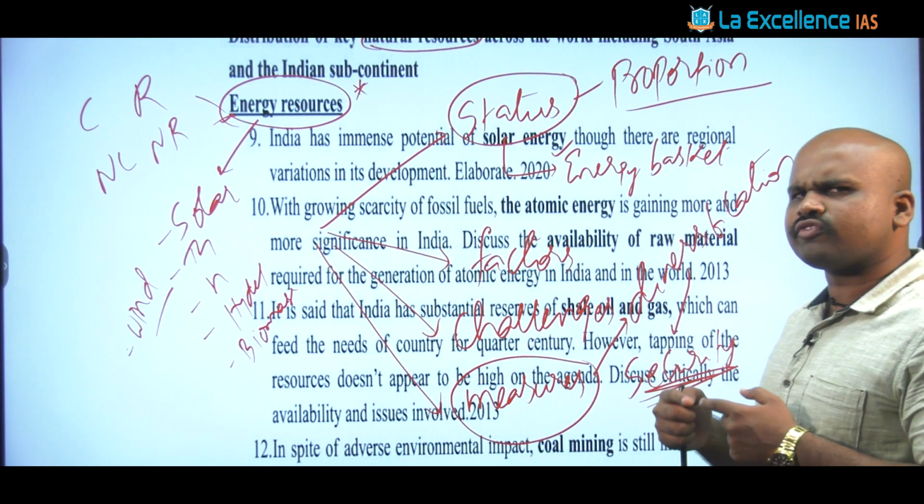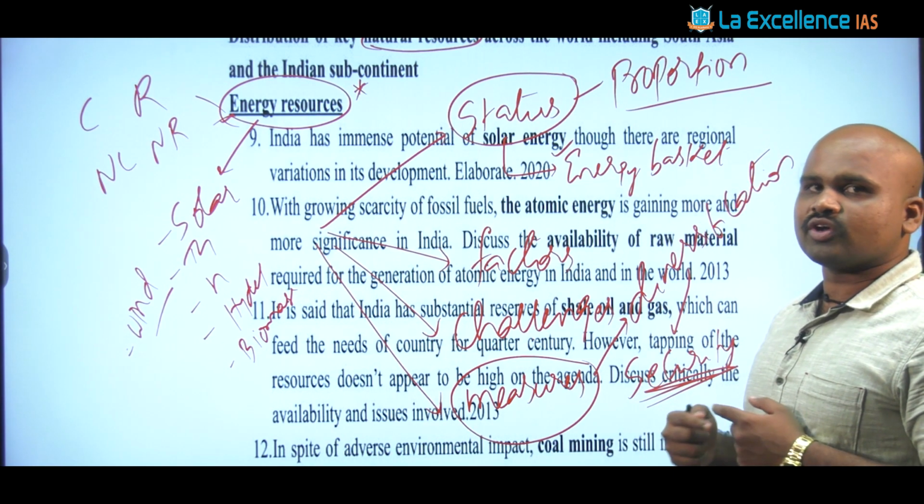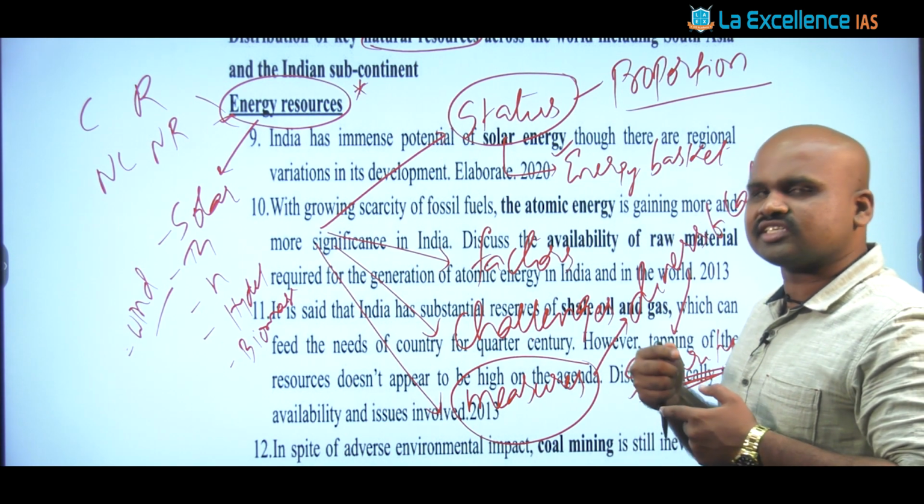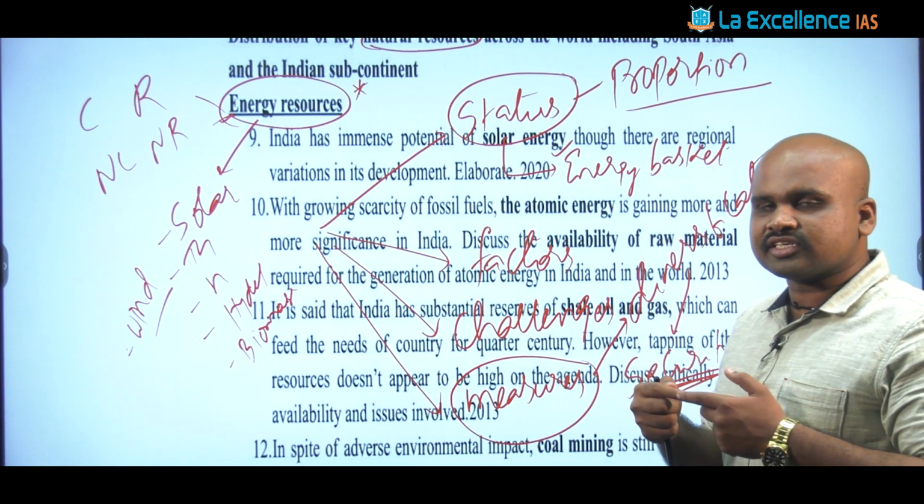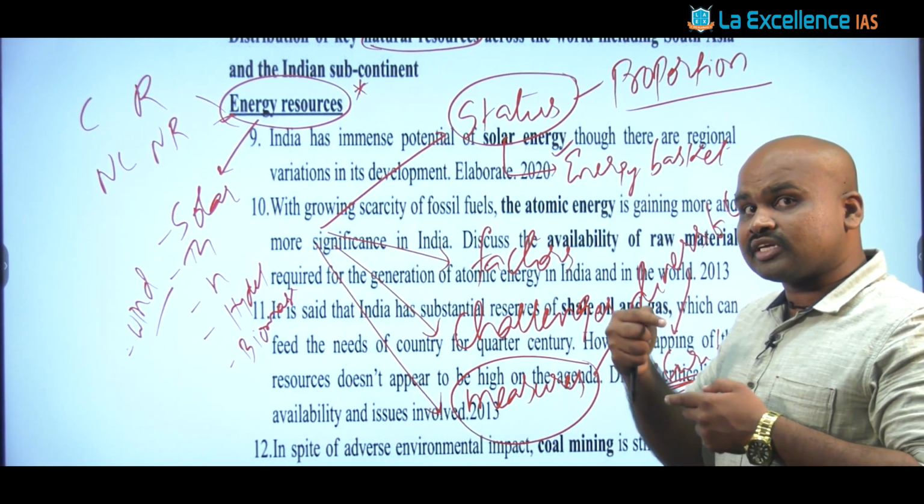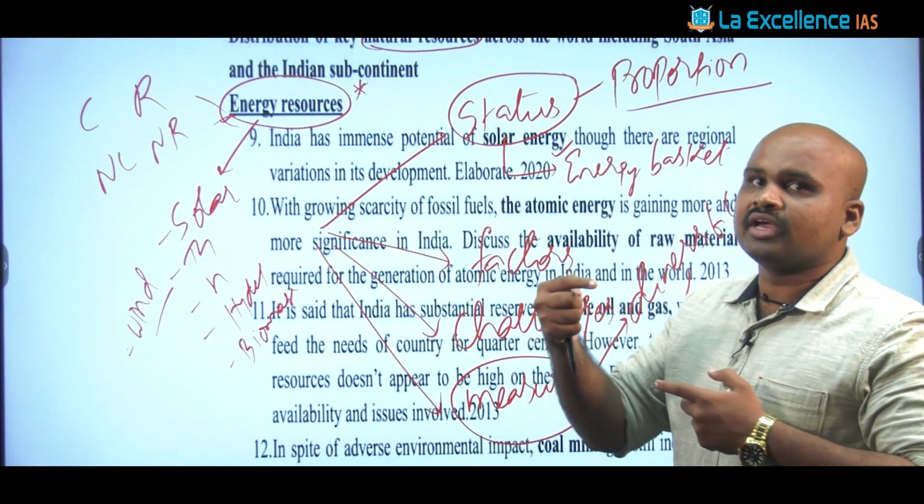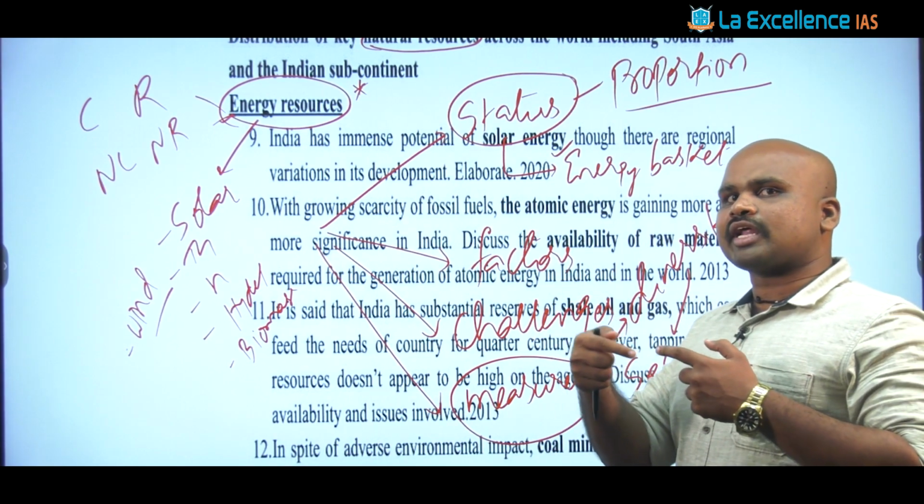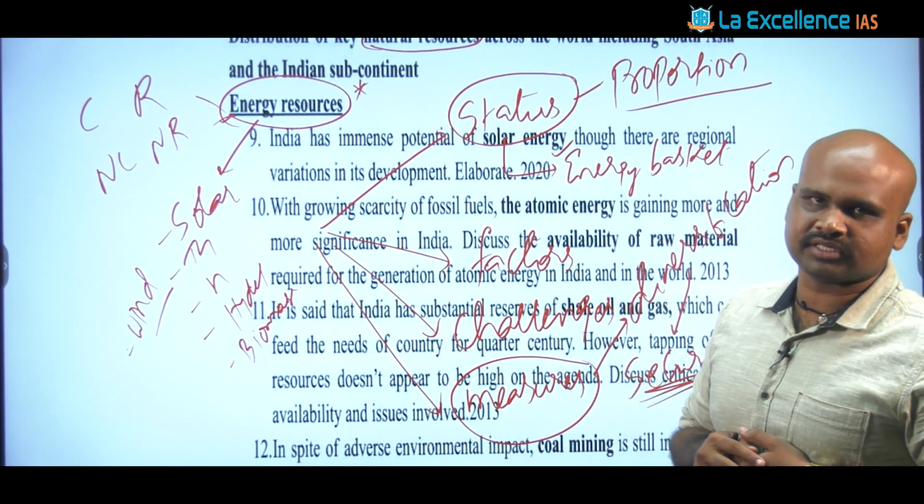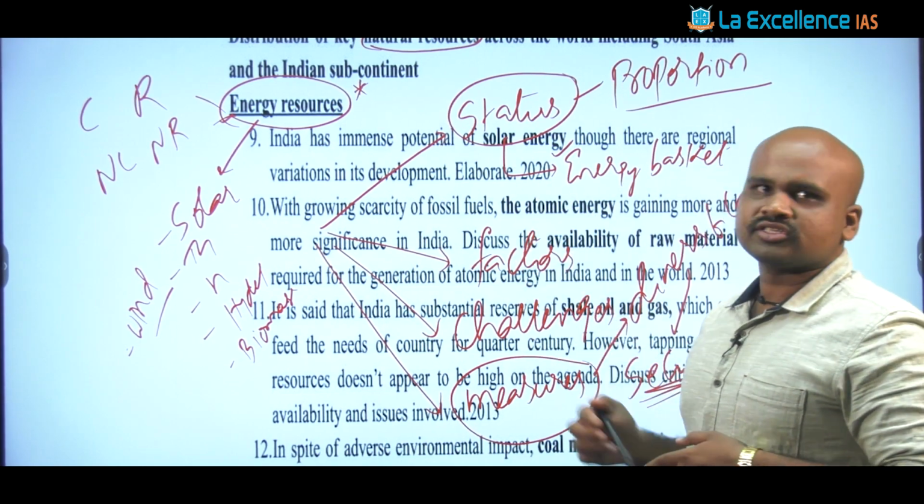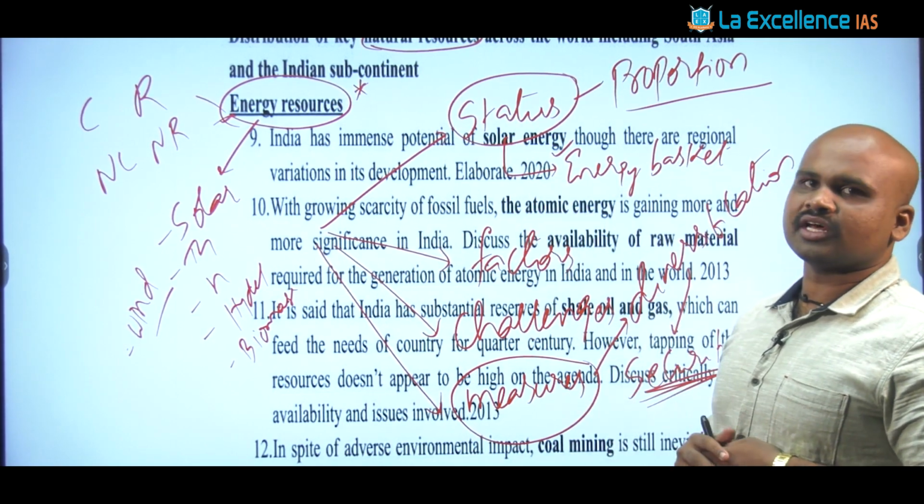Either we go for diversification, or we go for alternative energy systems. In that context we have to talk about the technological development that has to be done, or the technological development that has been going on in the recent past. So this can be the structure of your note making for this particular topic.